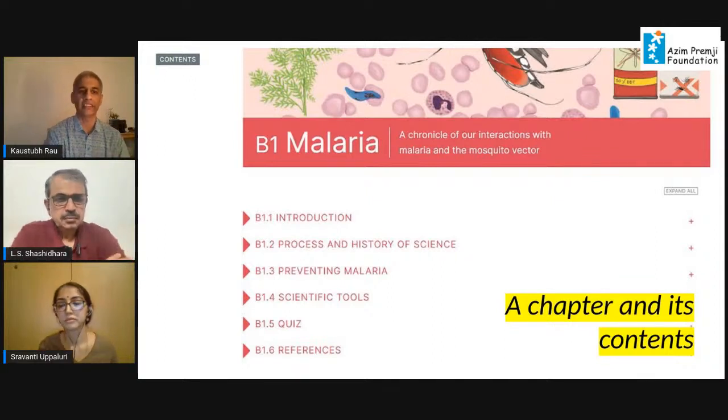And so all these features are encapsulated in these headings, where we talk about the history of malaria, because it has a very, very interesting history, and there are several books written about it, fiction and non-fiction. Then there's a chapter on preventing malaria, because there's a huge global effort on trying to do that. And then what are some of the scientific tools that people have used, and what could students learn from that? And then each chapter also has a quiz which students can take on their own or in conjunction with their teacher. And then we also have all the references that we have used.